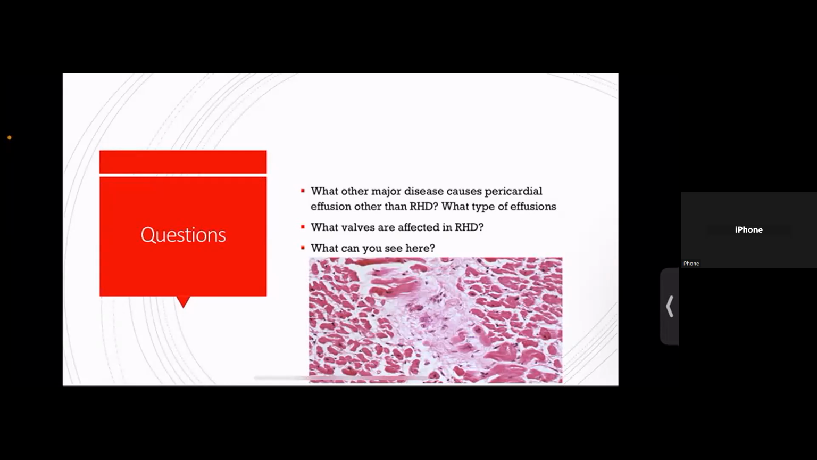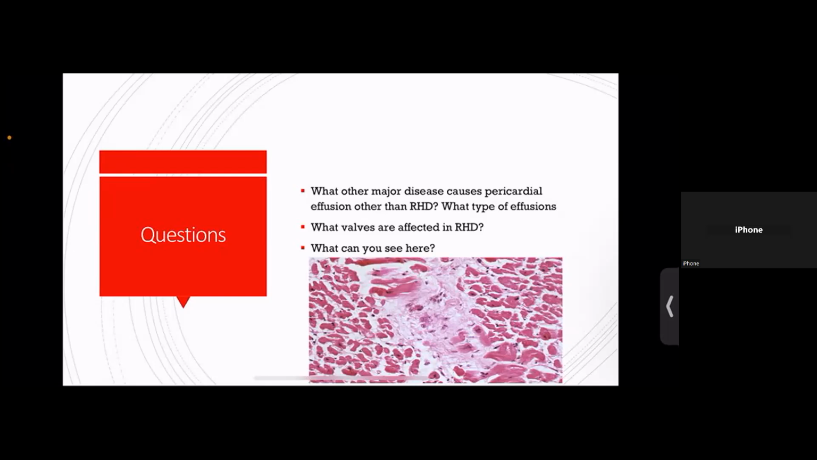I can't see the chart, so I cannot look at it. So if you're typing, maybe somebody can shout the answers from the chat box. But we already talked about this. What valves are mainly affected in rheumatic heart disease? I hope you can all hear me.